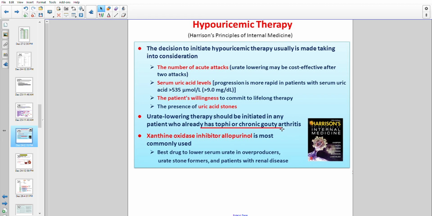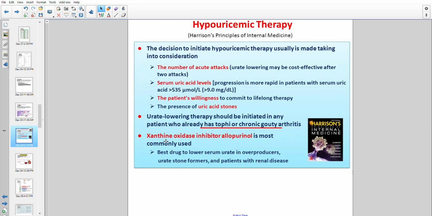Now, what are the chemicals or the drugs? Xanthine oxidase inhibitor, allopurinol, is the most commonly used, is the best drug to lower serum urate in overproducers. In other words, people who produce a lot of urate. Urate stone formers, people who produce a lot of stones, and also patients with renal disease. So you want to fix up their kidneys because they've already got too much stuff in them.